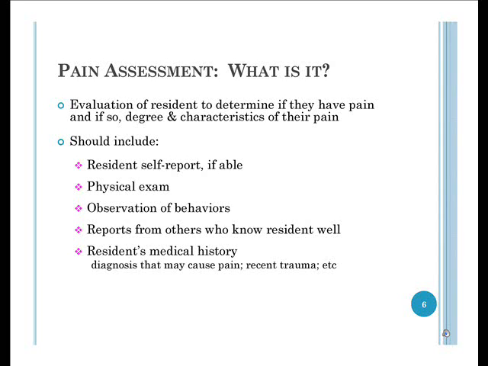What is pain? Well, we evaluate residents to determine if they have pain, and if so, how severe it is, and what the characteristics of that pain are, because all of these elements are important for us in determining what the treatment plan should be. It includes the resident's self-report, if possible, a physical examination, observation of behaviors, reports from others who know the resident well, such as the CNAs in the facility or other team members, and medical diagnoses that we know are painful, or recent trauma or injury that could be causing pain.